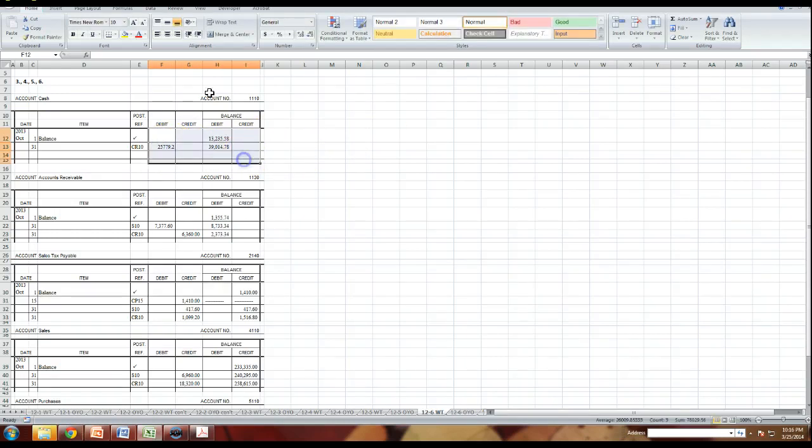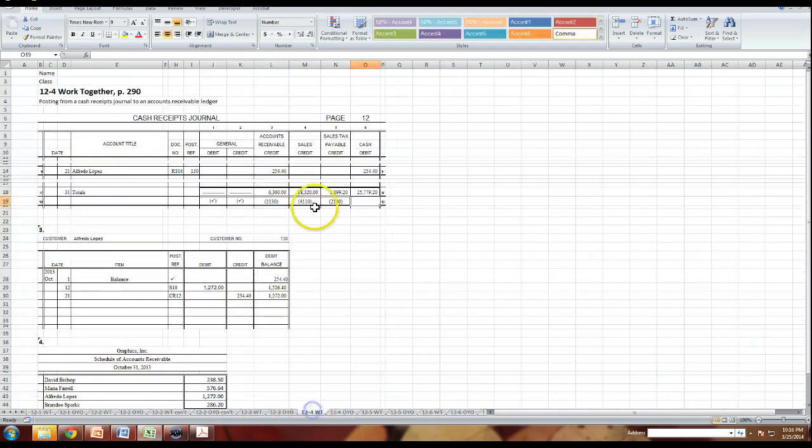Oh, and this is ugly, so we're going to go ahead and format that properly. This is account 1110. So let's go back to 12-4. We're going to put 1110 in here. Okay, so it looks like our cash receipts is fully posted at this point. Yay. Last step is to post the October 31 column totals of the cash payments journal.